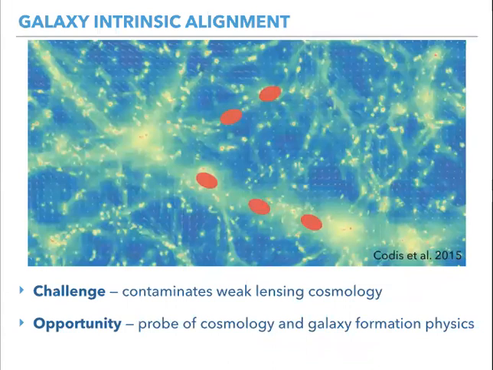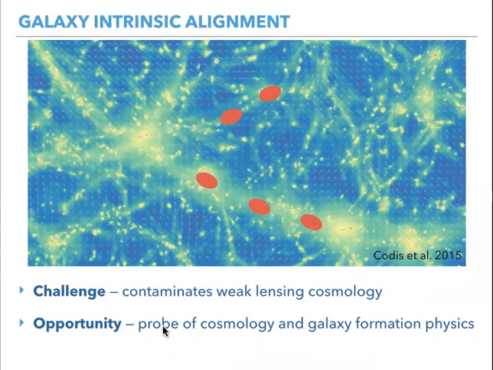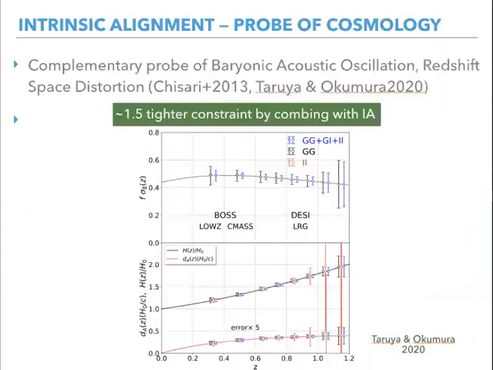On the other hand, as I mentioned before, the intrinsic alignment signal can also be used as a probe of cosmology because it originates from the tidal field. So it contains information on the large scale structure. And my previous talk, I hope, gave you the hint that it can also be used to constrain the galaxy formation physics.